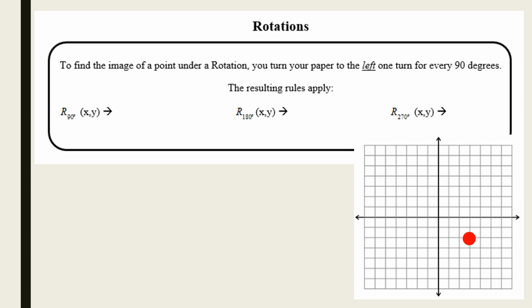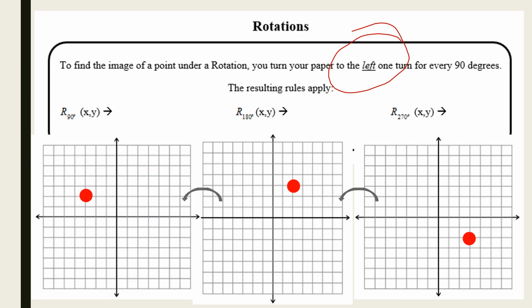The next one we're going to talk about is rotations. All rotation is, is turning the point to the left, one turn for every 90 degrees. We have 4 quadrants, so that's how we will deal with that. You can either do it one way where you physically turn your paper to the left to find that, or there are 3 separate rules that you will need to remember if you choose to do so. And they are right there.